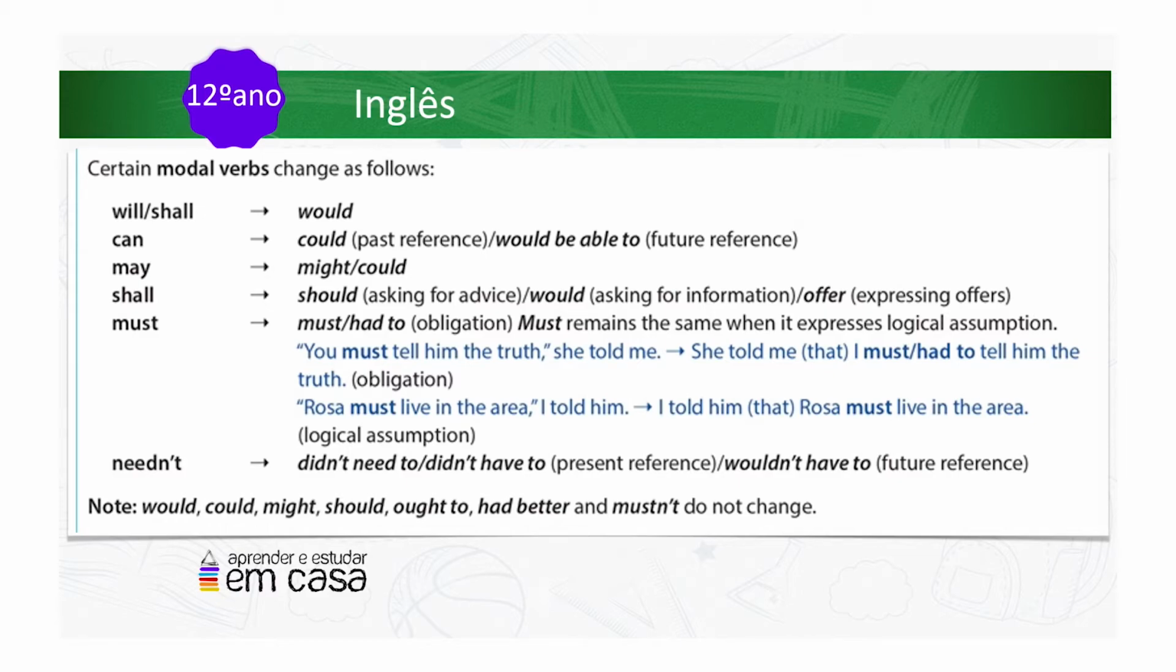"You must tell him the truth." She told me that I must or I had to tell the truth. "Rosa must live in the area." I told that Rosa must live in the area. So no change here because it's logical assumption. Okay? And other changes that happen.